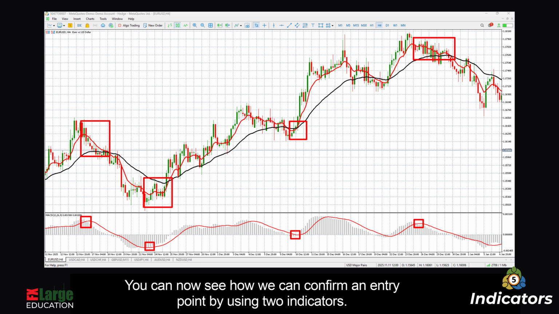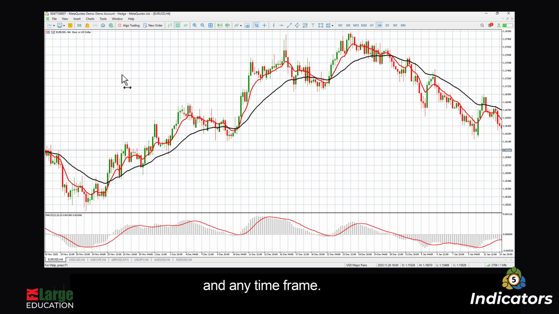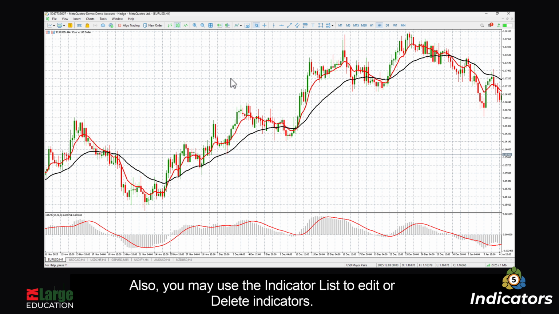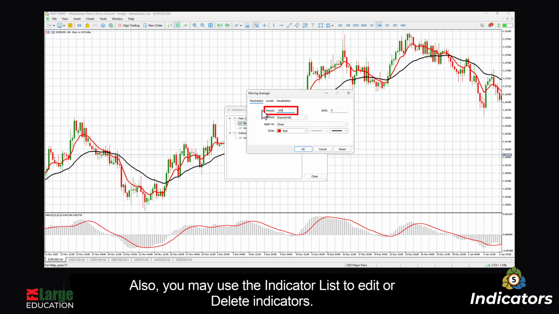You can now see how we can confirm an entry point by using 2 indicators. Of course, you may backtest with any symbol and any time frame. Also, you may use the indicator list to edit or delete indicators.